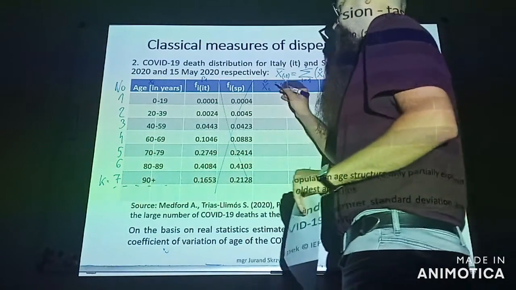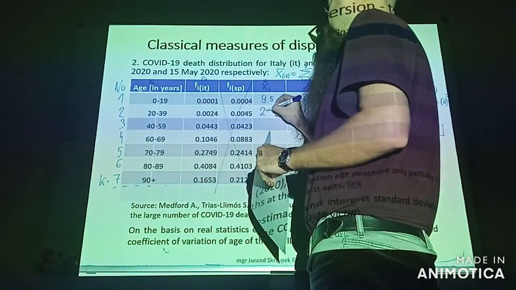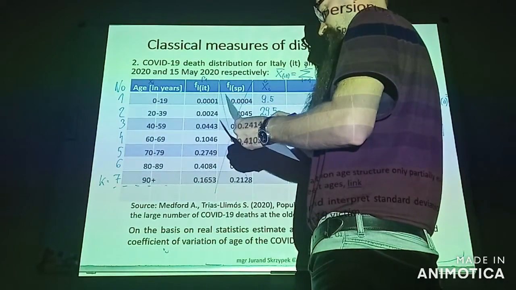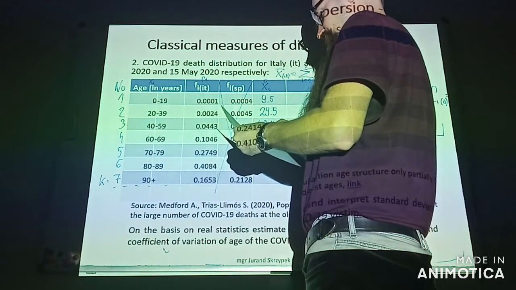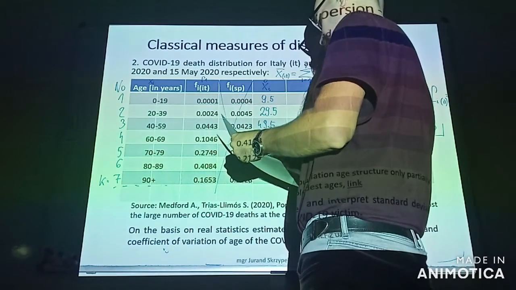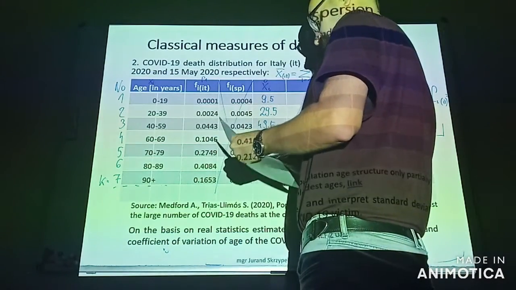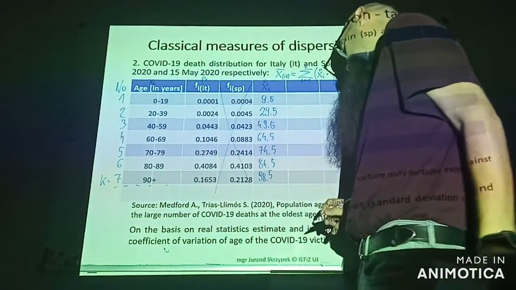And the middle of the class is 9.5, 29.5, 49.5, 64.5, 74.5, 84.5, and 98.5.